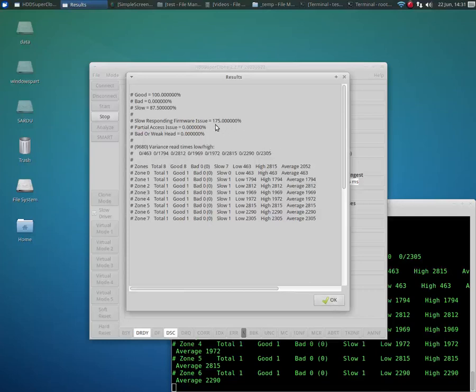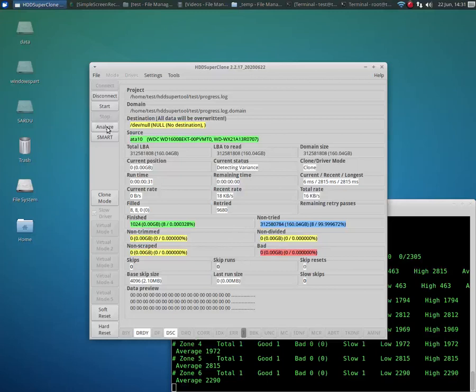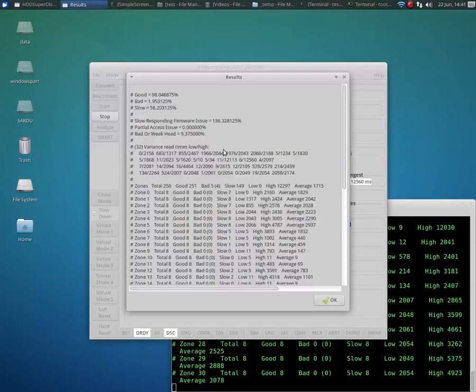It's over 100%, it's 175%. That's because it bases it on how many slow reads and also variance. It's got 2 factors. So let's do a second analyze and see what happens. So the second round of analyzing is finished, and we can see it says good 98%, bad almost 2%, slow, 58%, means there's a lot of slow reads. So it thinks the slow responding issue puts it at 136%.